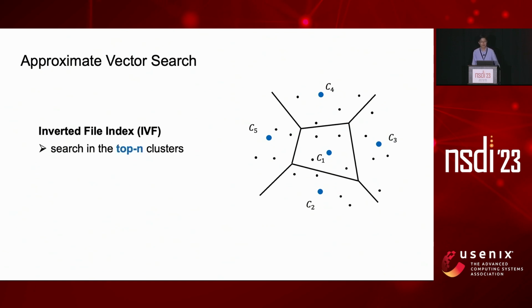Online, given a query vector, IVF processes pairwise distance computation only in the top n nearest clusters rather than all clusters. For instance, for the query vector, searching in the top 1 cluster, cluster 1, is enough to get the exact top 1 result, but it saves around 5 times on searching compared to the exact vector search.